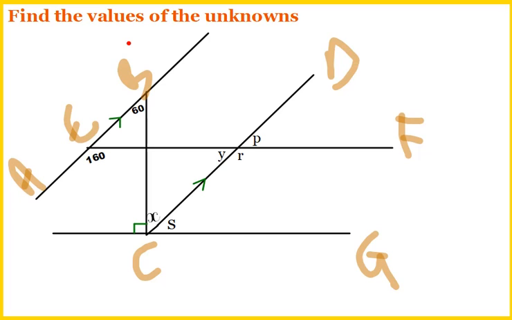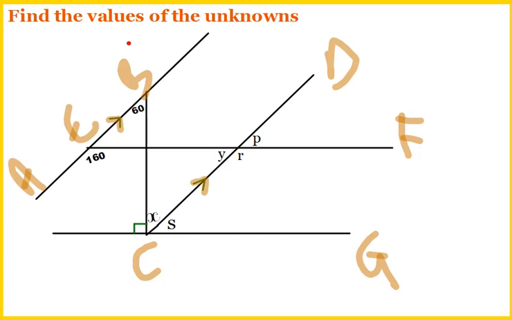First of all, we look at the obvious things we are given. In this case we can see arrows on a line. If you recall from our previous videos, that means that line is parallel to another line that has the same number of arrows. In this case, AB has one arrow and CD also has one arrow. That means AB is parallel to CD.